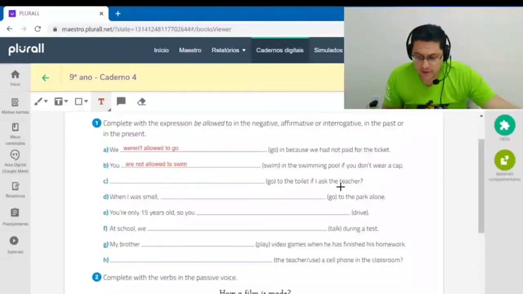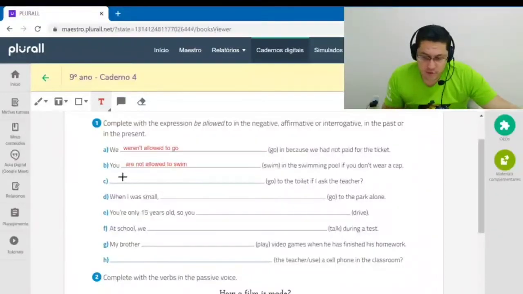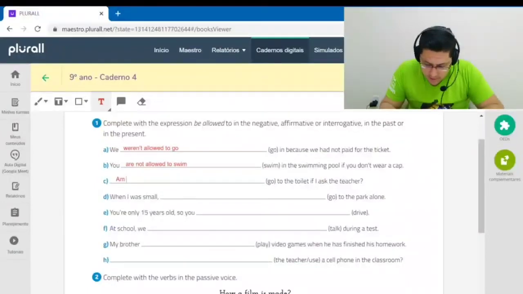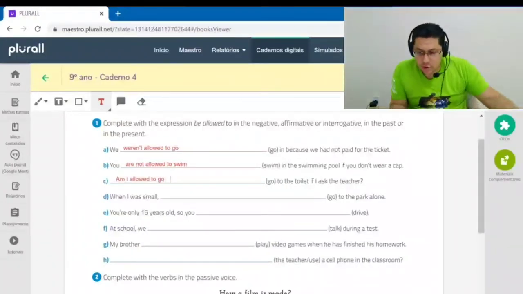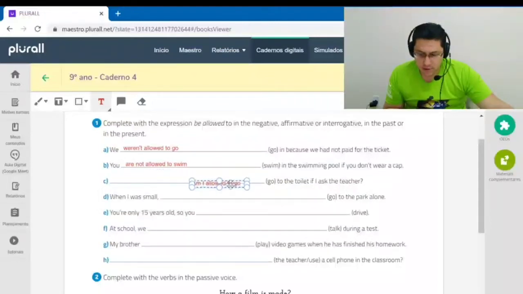Go to the toilet if I ask the teacher. Tá, então, sou autorizado a ir ao banheiro se eu pedir ao professor. Então, sou começa com am. Am I allowed to go to the toilet if I ask the teacher? Tá? Deixa eu fazer uma coisa aqui. Não, aqui não dá. Esse aqui sim. Esse aqui, como não tem nada antes, eu vou puxar para perto aqui.